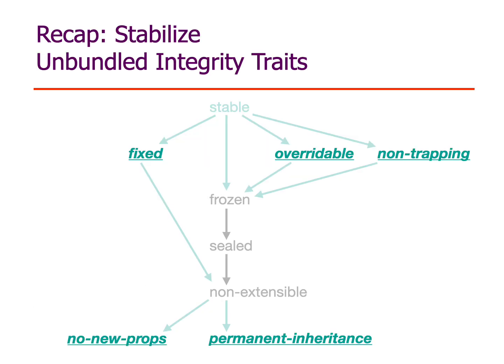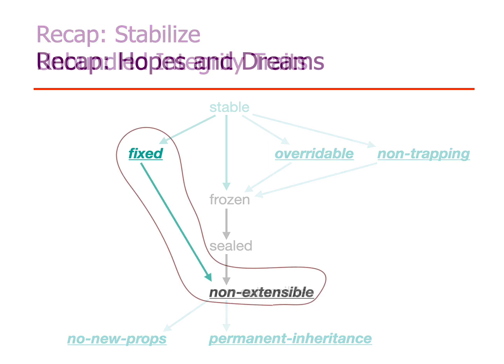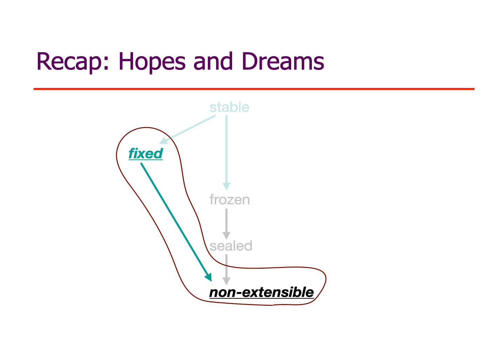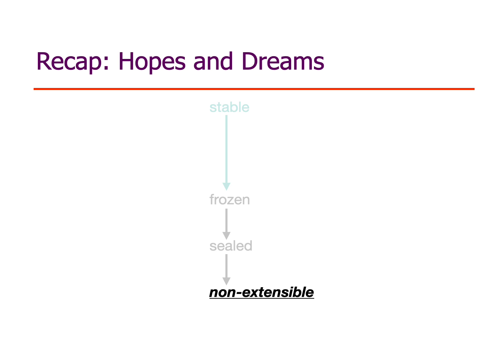stabilized proposal. To do a very quick recap, stabilize was proposing new integrity traits, and it broke it down into these 5 orthogonal integrity traits to consider. In the last meeting when we talked about stabilize, we explained our hopes and dreams, which is that the fixed integrity trait, which is the one that we're talking about today, be bundled into the existing non-extensible integrity trait, so that it would not be a new integrity trait, it would just be new behavior associated with the existing non-extensible trait.